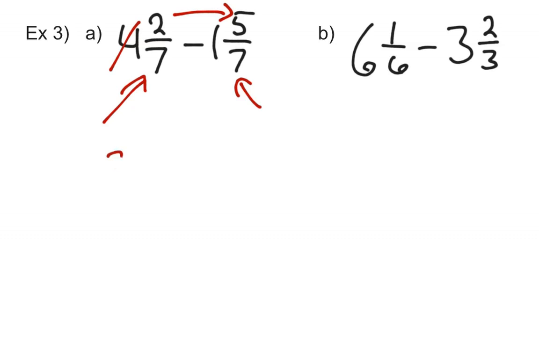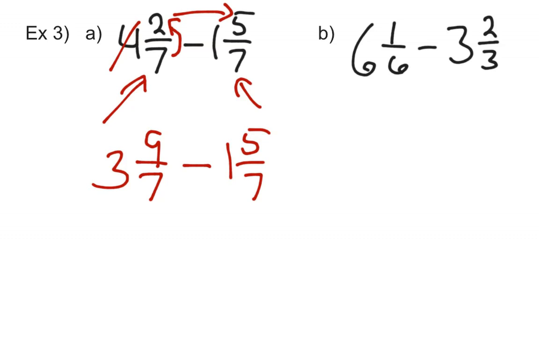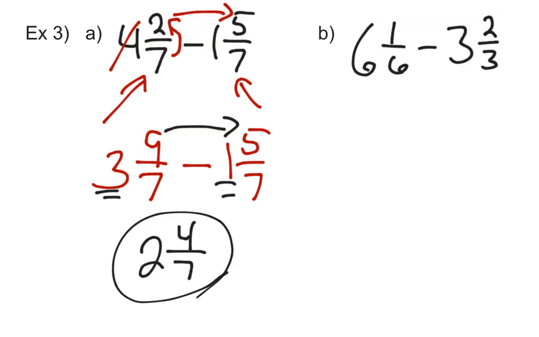I borrow from the 4, so it becomes a 3. I'm going to rewrite this. My denominator stays a 7. I add these numerator and denominator together. 7 plus 2 is 9. So when I borrow, it becomes 3 9/7. Let's just rewrite the other part. Minus 1 and 5/7. Because what you should notice now is, well, now I can do the 9 minus 5, because I have common denominators. I do 9 minus 5 is 4. Denominator stays the same. Whole number parts, 3 minus 1 is 2. That is simplified. I get 2 4/7. Okay, part B is for you guys. Go ahead and try it on your own.